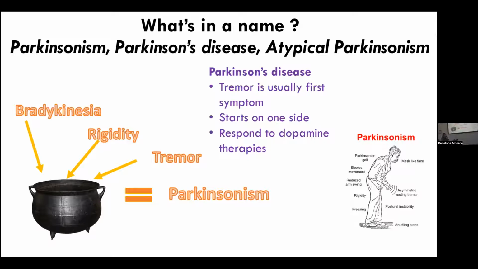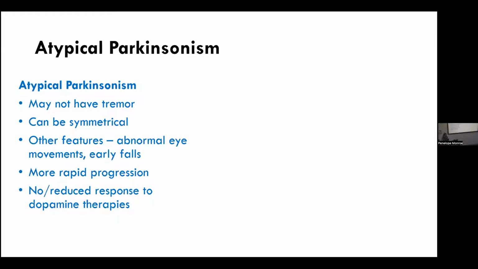This is a very old picture. I'm sure I saw it in textbooks when I was a medical student. So patients are often stooped forward, they shuffle, they often have a tremor on one side, and the arm doesn't swing when they're walking. And they can stop, as if they're stuck to the ground. We call that freezing. So what is atypical Parkinsonism?